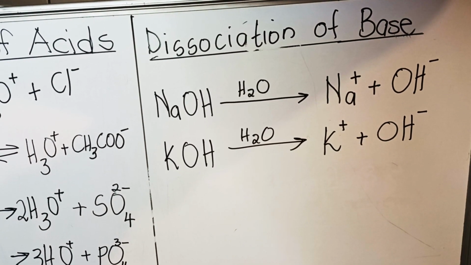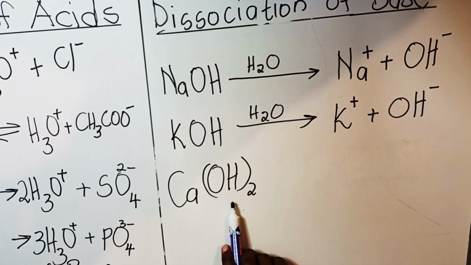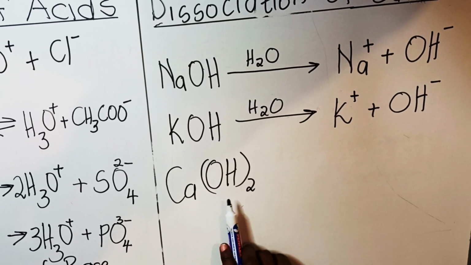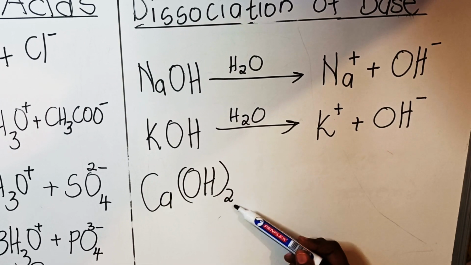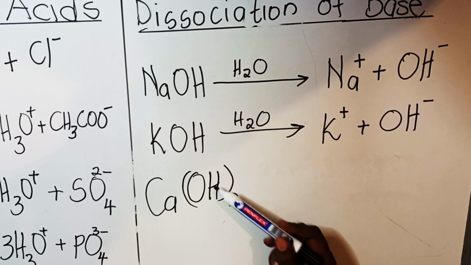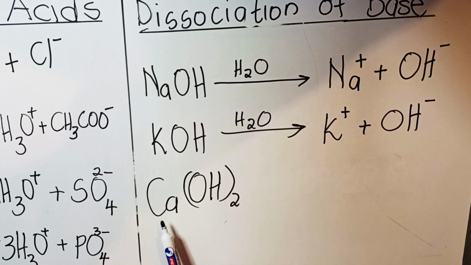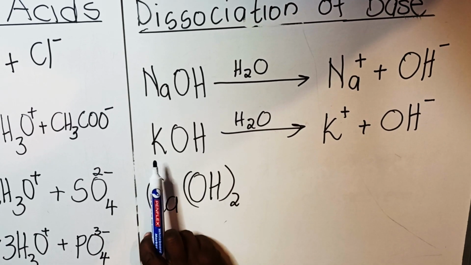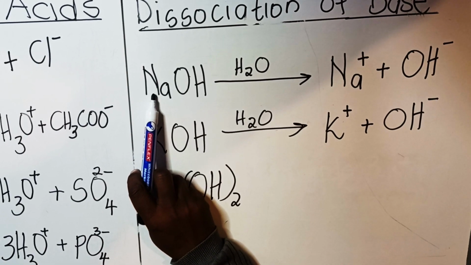Let's look at another example. Right, this one is calcium hydroxide. But now look, calcium hydroxide is different from the other two. The hydroxide ion is between brackets and there's a 2 there. This 2 is saying 2 molecules of hydroxide. Why do we need 2 molecules of hydroxide when it reacts with calcium? But when it reacted with potassium, we needed 1. When it reacted with sodium, we needed 1.